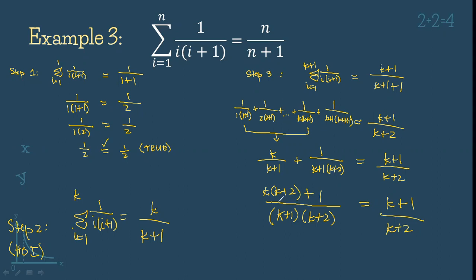Ngayon po ito, pwede po natin siyang i-distribute. So we will have k times k, that is k squared, plus k times 2, that is 2k, plus 1 all over k plus 1 times k plus 2 is equal to k plus 1 all over k plus 2.